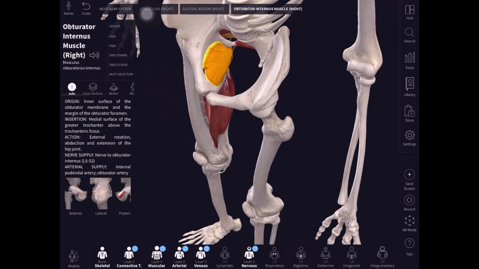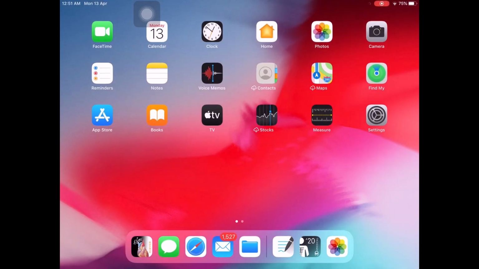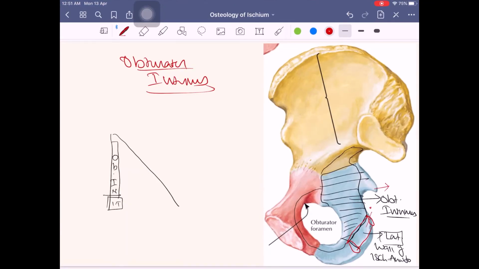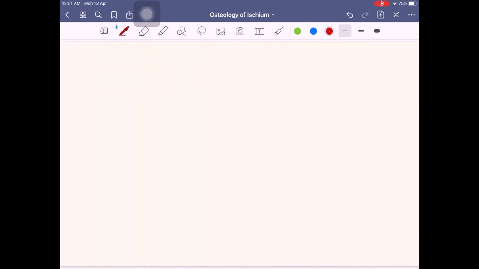Only one muscle is there related to your pelvic surface. So that finishes your pelvic surface. So pelvic surface, one muscle, related to your, forming a boundary for your ischio-anal fossa.